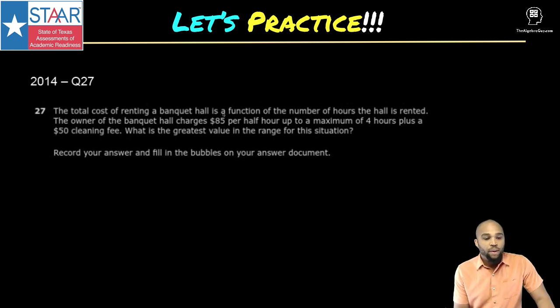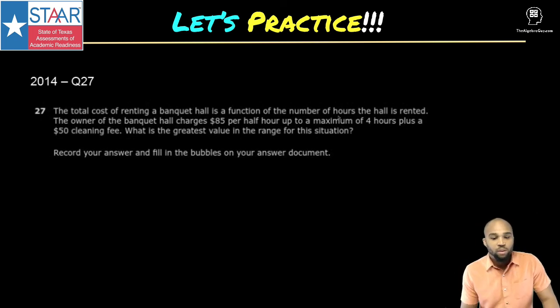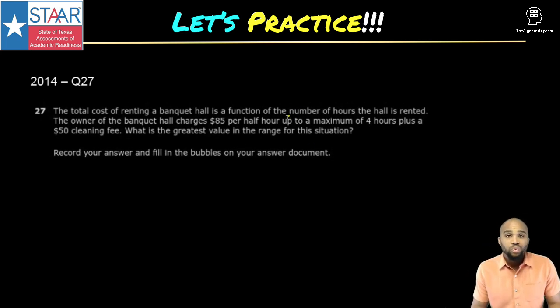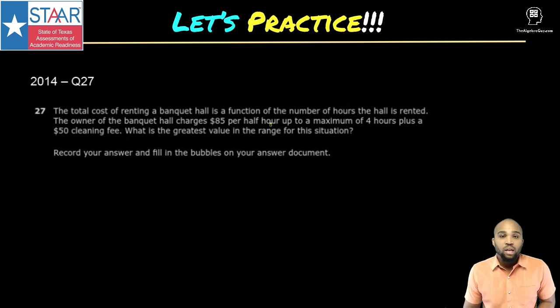Total cost of renting a banquet hall is a function of the number of hours the hall is rented. The owner of the banquet hall charges $85 per half hour, up to a maximum of 4 hours, plus a $50 cleaning fee. What is the greatest value in the range of this equation? So the easiest way for me to think about this is to write an equation. So you should hopefully know how to write an equation given a rate. So they give you some kind of rate, $85 per half hour.